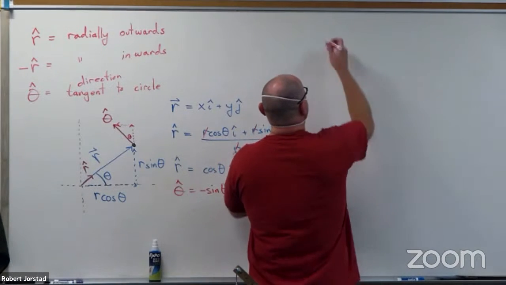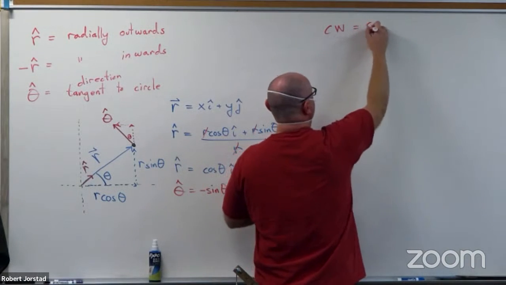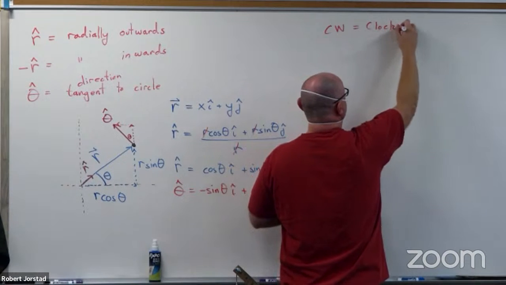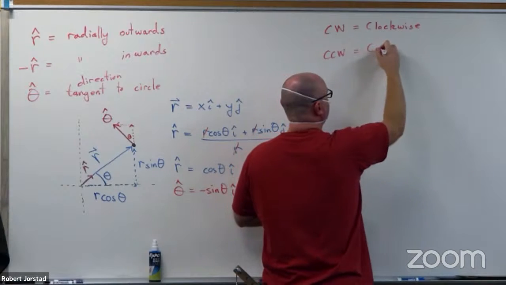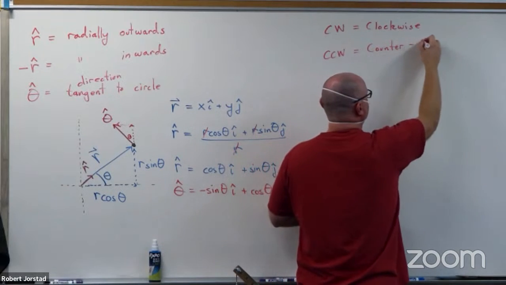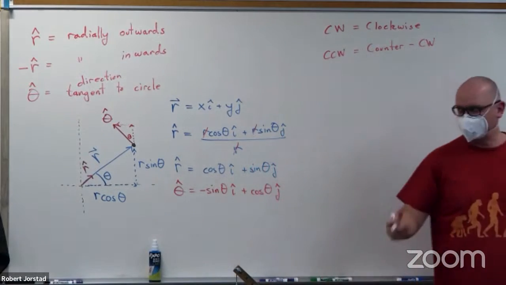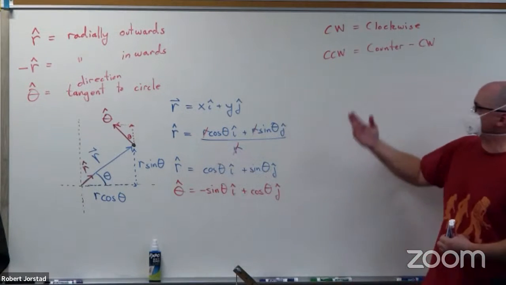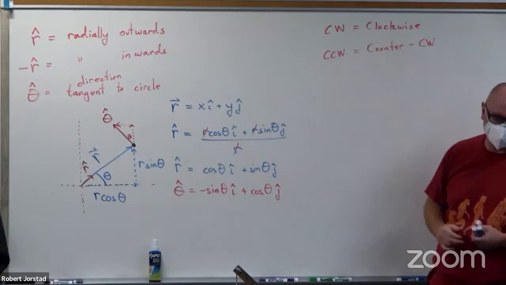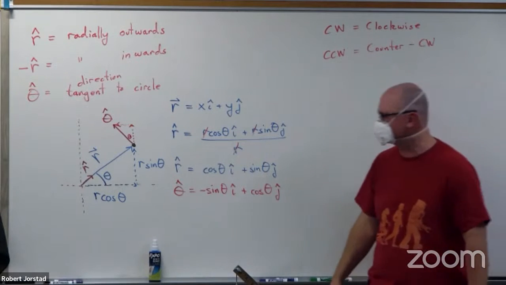So a lot of times we're going to call directions clockwise, so we don't have to use theta hats and stuff. We've got CCW for counterclockwise. So instead of having to use theta hat and r hat, I'm okay with using the symbol CW for clockwise and CCW for counterclockwise when we're doing circles.